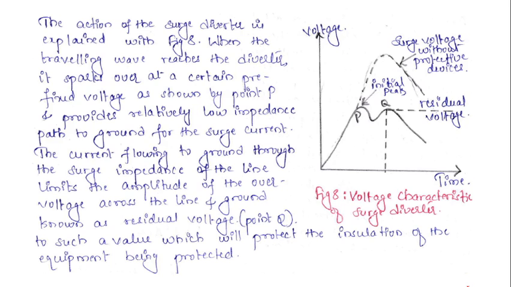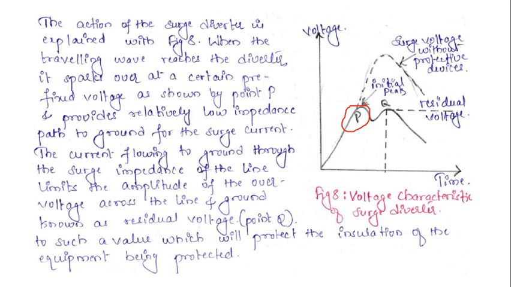The action of the surge diverter is explained with a figure 8. When the travelling wave reaches the diverter here. So this is a voltage characteristic of the surge diverter. When the travelling wave reaches the diverter, it sparks over at a certain prefixed voltage as shown by point P. So this is a point P and provides a relatively low impedance path to ground for the surge current.